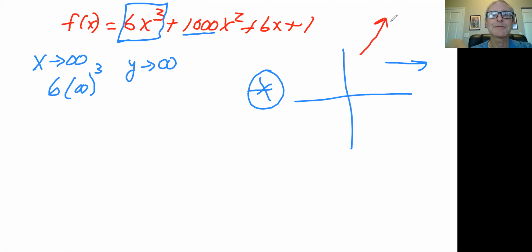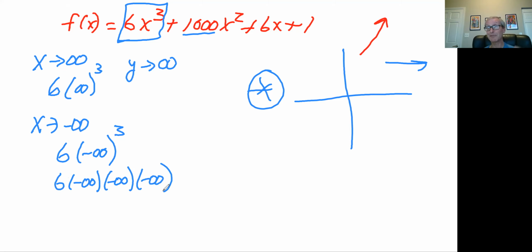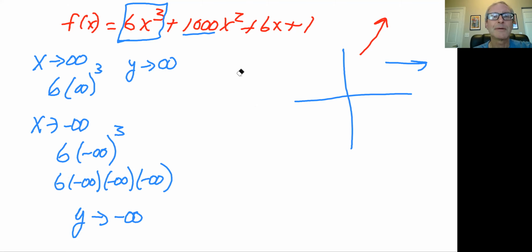So what happens as x goes to minus infinity? Well, same kind of idea. 6 times minus infinity cubed. So you remember, you have a cube, so that's multiplied 3 times, right? It looks like this. And you remember, if you have an odd number of negatives that you multiply together, what does it end up being? Ends up being negative, right? So y would go to minus infinity. So as x heads that way to the left, what does y do? Y goes down this way.